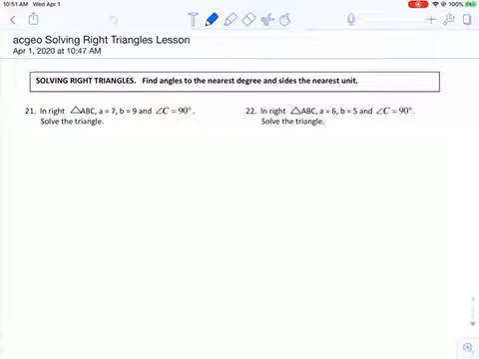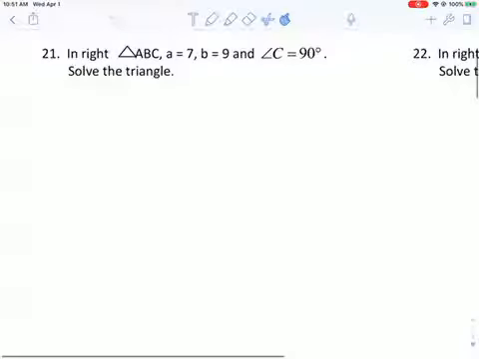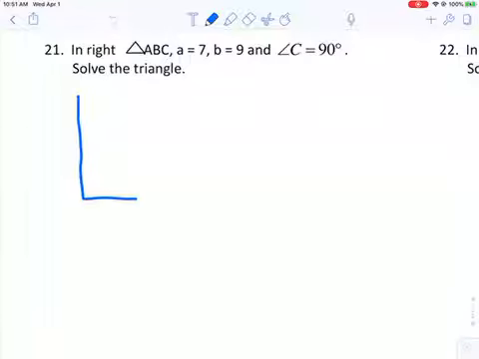This is the solving right triangles lesson. What is meant by solving a right triangle? If we look at this first example, it means to find all of the missing parts. So the first thing you want to do is draw a triangle if it's not already there.